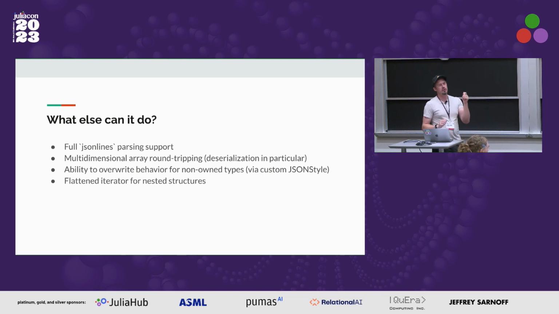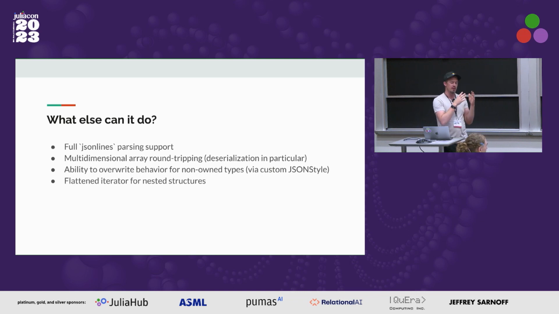There's also something I've wanted to do in JSON3 for a long time, but the architecture made it hard to change things: being able to override the behavior of certain interface functions for types that I don't own, okay? We're solving that with this new JSON style overload. So I can define my own style. It'll fall back to the default in all the cases, but if I want to override how floats are serialized, I could do that in my own domain, okay?